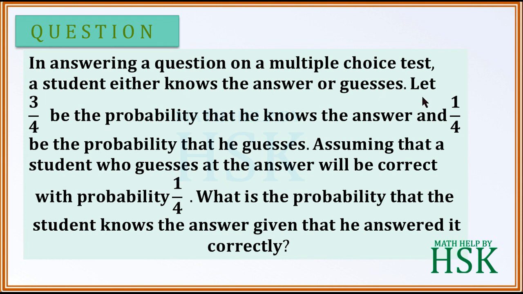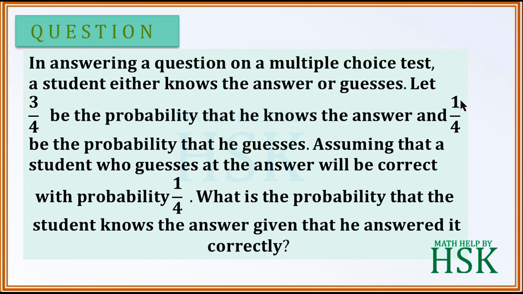Now let 3 by 4 be the probability that he knows the answer and 1 by 4 be the probability that he guesses. So these are the probabilities for any question of knowing the answer and guessing it. Further, we have been given that the student who guesses the answer will be correct with probability 1 by 4. So the student who is going to guess the answer is going to guess it correctly with probability 1 by 4. So 1 by 4 here is different and 1 by 4 here is different.